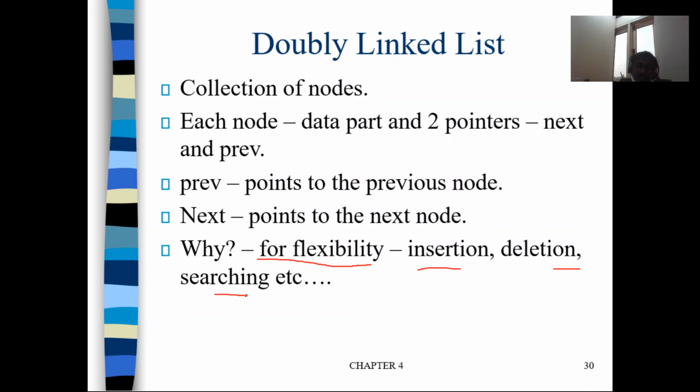Searching an element in the list. All these operations can be done quite comfortably or easily if you have 2 pointers, because now you can travel in 2 directions, not only in 1 direction, okay? It is not that you can move only from node 1 to node 2 and node 2 to node 3. You can also move in the reverse direction, node 3 to node 2, node 2 to node 1, okay? Like that also you can move, right?